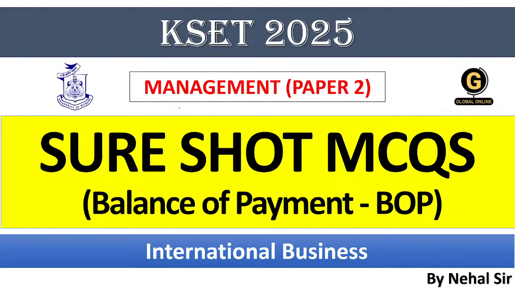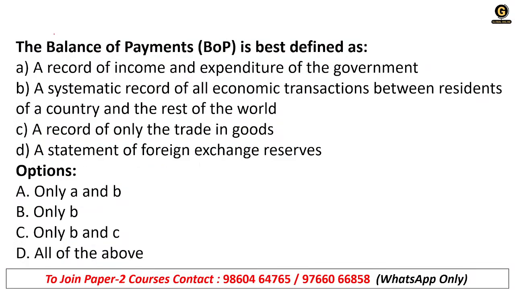All right, let's start with the session fast. First question on your screen, you can see all the questions will be on the BOP. What is BOP? What are the terms in the BOP? How to calculate it? All the questions are covered in this session. So the first question is: the balance of payment is best defined as a record of income and expenditure of the government, all of the above.